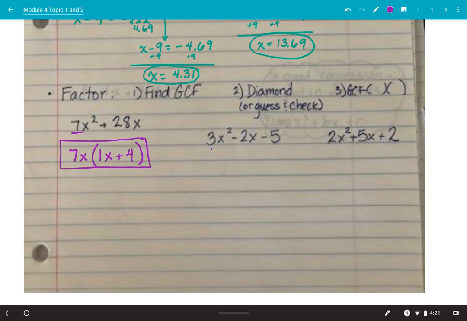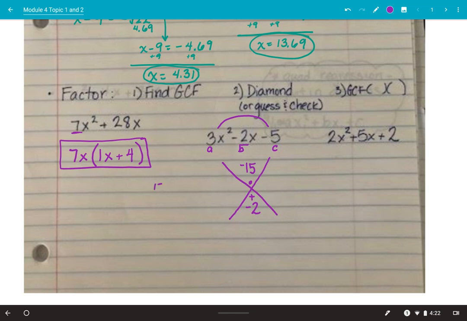Okay, so this is your A, B, and C. So for the diamond, we're going to take your A times C, and then you take your B, put it at the bottom. So A times C goes on the top, B goes on the bottom. What you're trying to do is find what multiplies to give you negative 15, but adds up to negative 2.